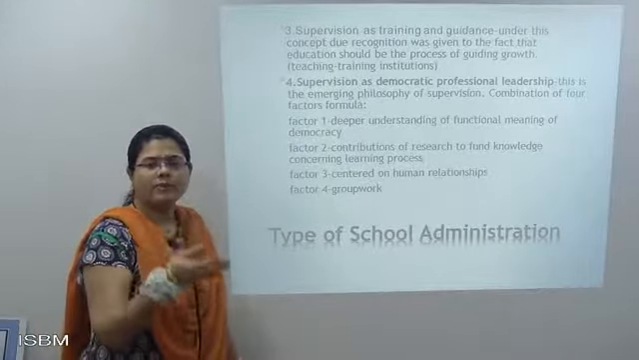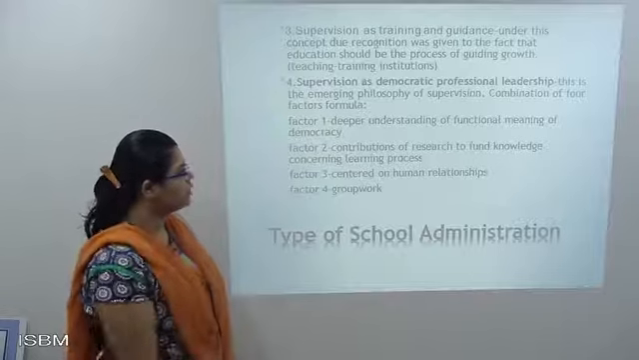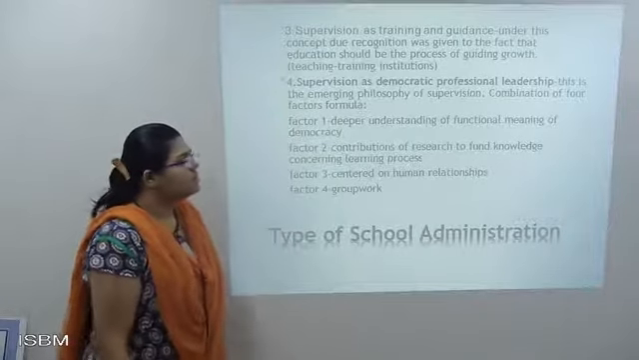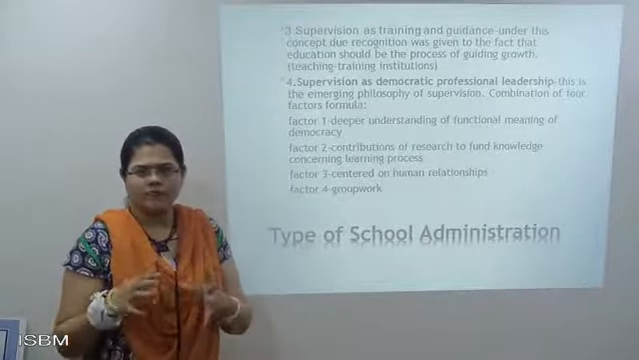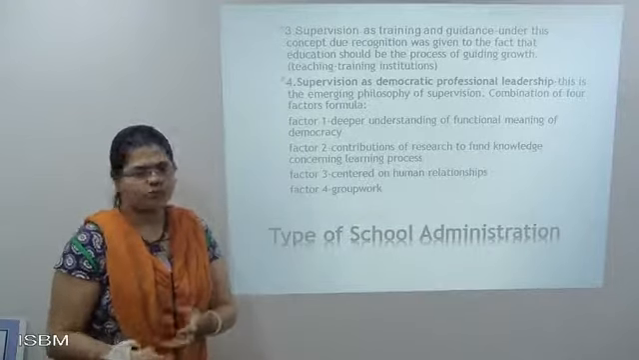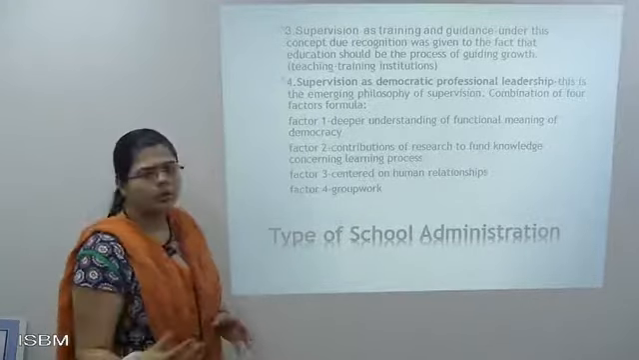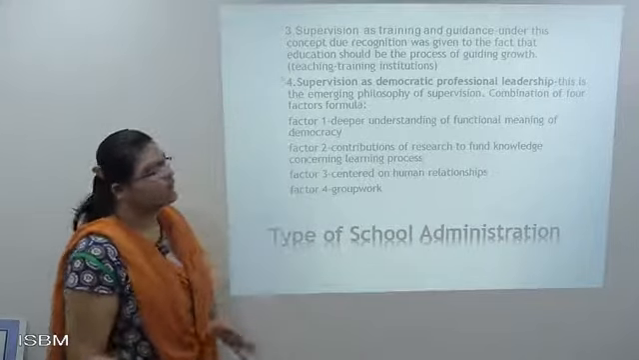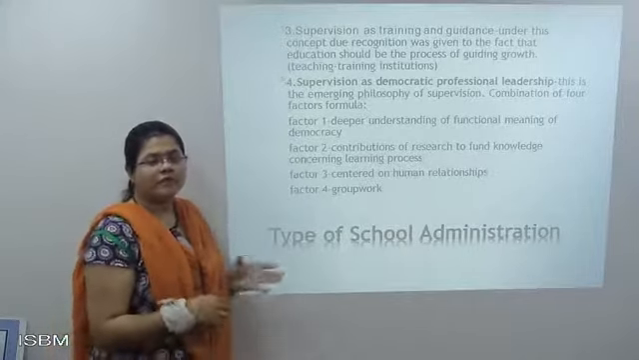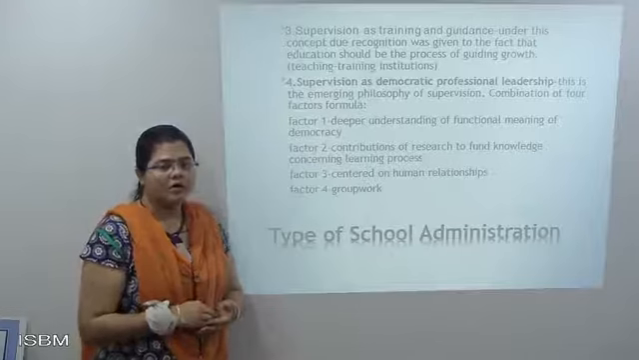And from that particular fund, the thing is how much knowledge you are gaining about it. Center on the human relationship, your major interactions to the human relationship. And last, it is group work, where all people have interactions, but here it is not autocratic, it is democratic.